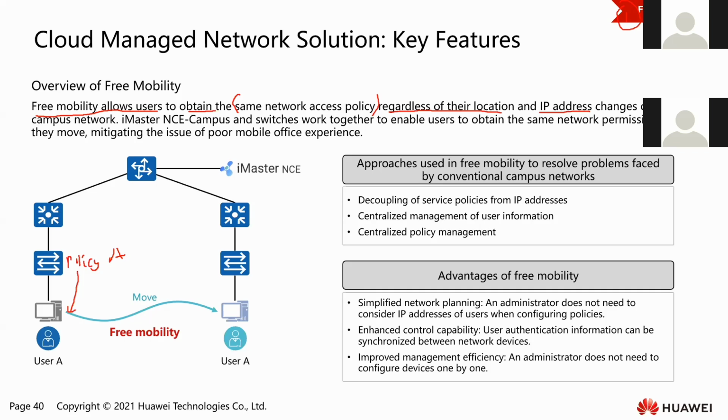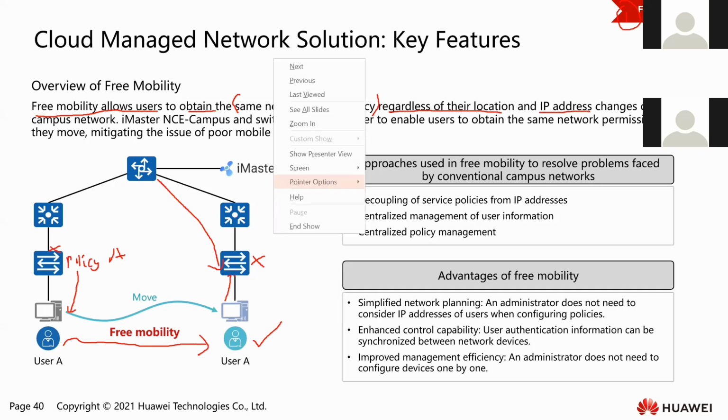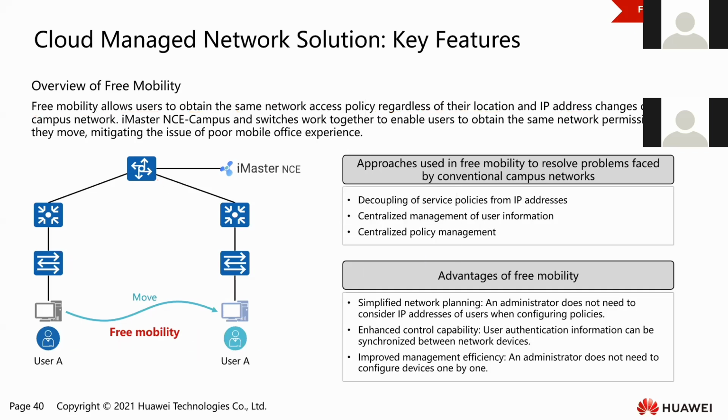So whenever the user moves from this device to another device, and now he connects to this switch, this policy will automatically apply at this switch just for this user. So in this case, you don't need to change any configuration on the switch. So this is what it means by free mobility. So basically it means that no matter where the user is, as long as it is the same user connecting to the network, it will apply the same policy. So the user can connect anywhere at any time.